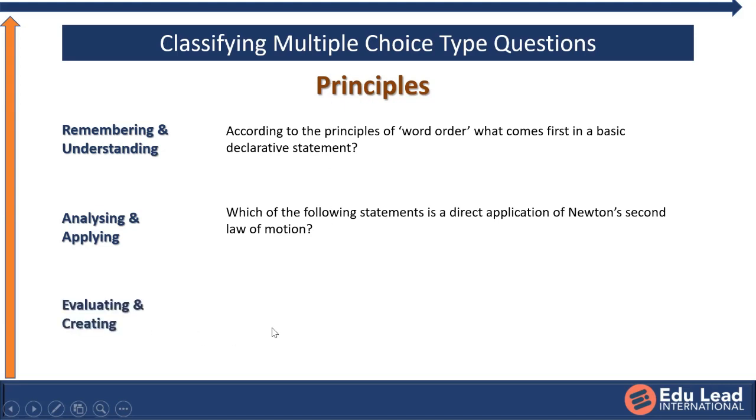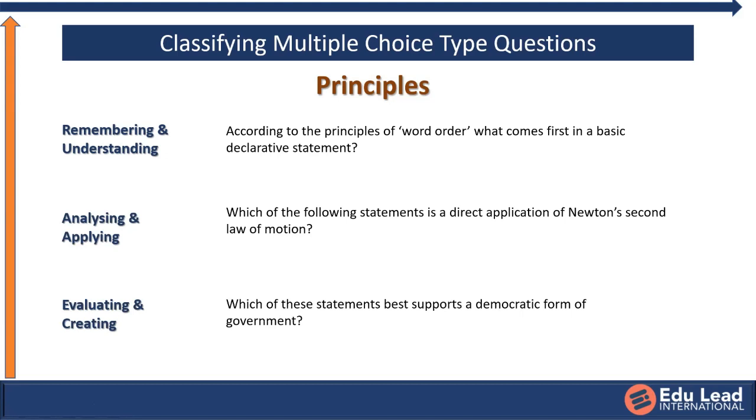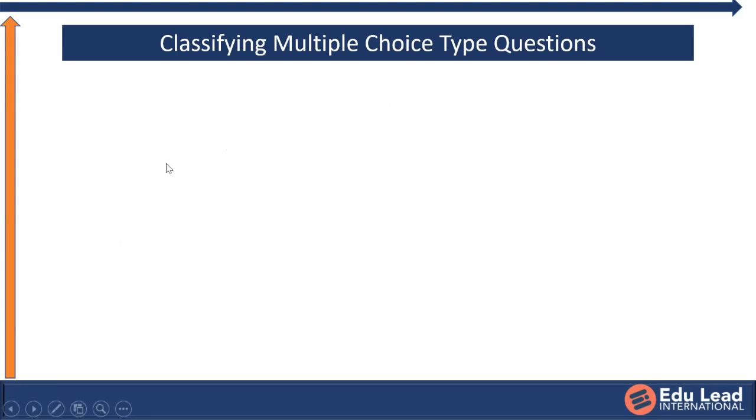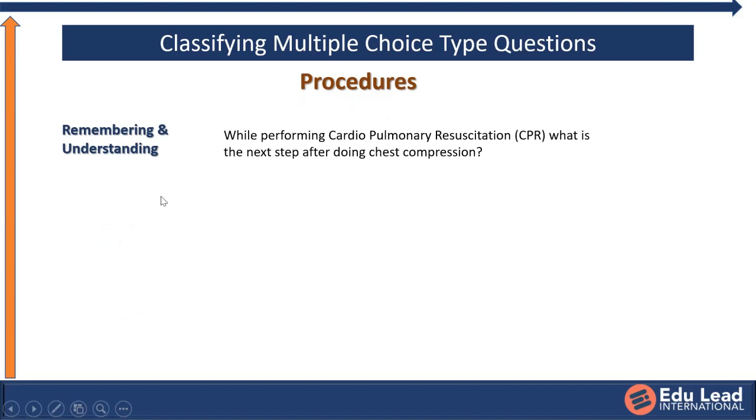Then an evaluating and creating question: which of these statements best supports a democratic form of government? Now here again, it's an evaluative question because you're trying to choose which is the best one. So it's evaluative in nature. It is based on the principles of democratic form of government. Now let's see questions based on procedures. Remembering and understanding question: while performing cardiopulmonary resuscitation, commonly known as CPR, what is the next step after doing the chest compression? So this is talking about the procedure involved in giving CPR. It is, of course, an understanding-based question.